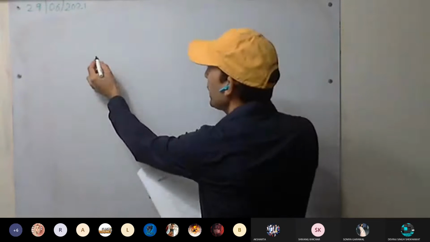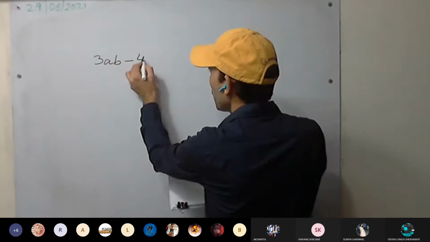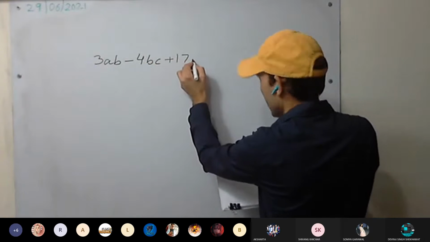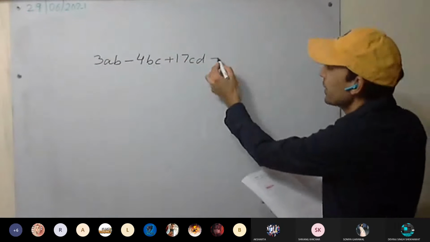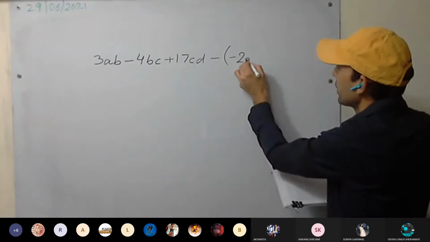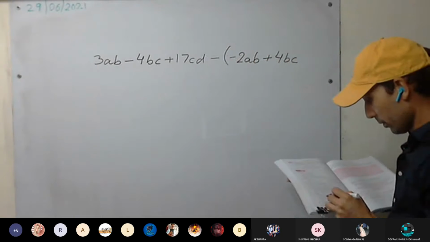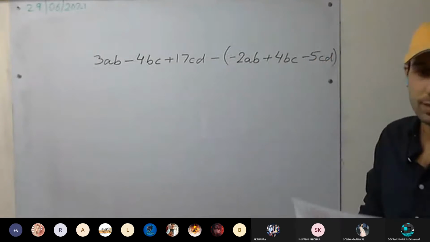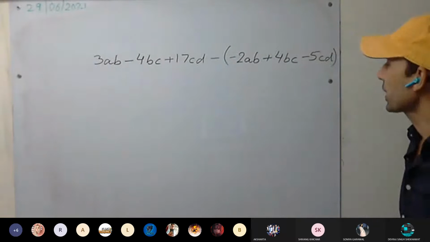From 3ab minus 4bc plus 17cd, from this quantity, we have to subtract the first given quantity, minus 2ab plus 4bc minus 5cd. Now open the bracket and solve it.